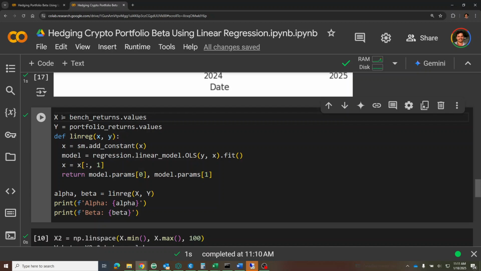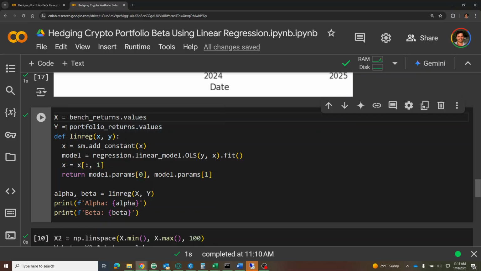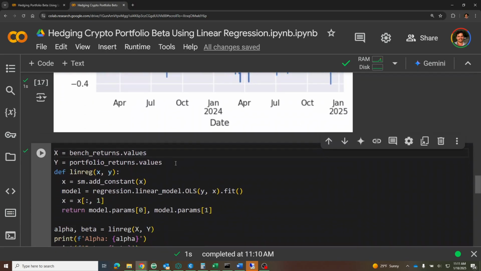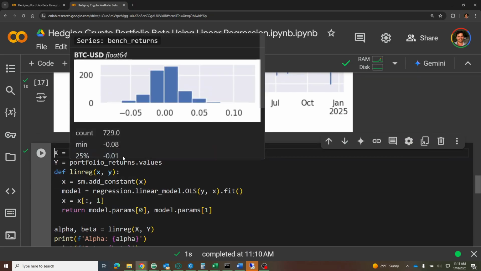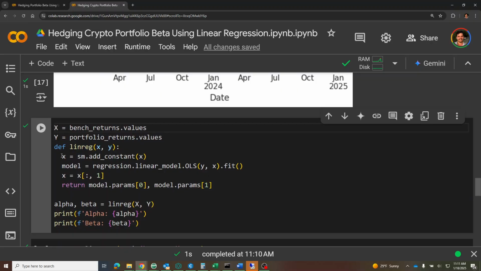And so we set our x and y. X will be our benchmark return values, and the Y will be our portfolio return values. So this is the returns of our portfolio that we have up here, and then X will be our benchmark returns, or our percent change from Bitcoin. And then I've talked about this earlier, but we need to add this constant so that the regression model doesn't force the intercept at 0, which will skew our results.